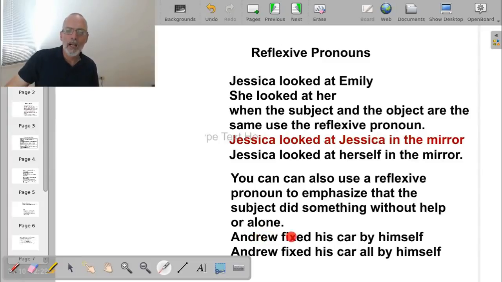For example, Andrew fixed his car by himself. It's possible to say just Andrew fixed his car without by himself, but by adding by himself, or in this example all by himself, that adds even more emphasis. I emphasize that it was Andrew that fixed his car and not a mechanic. He fixed his car by himself.